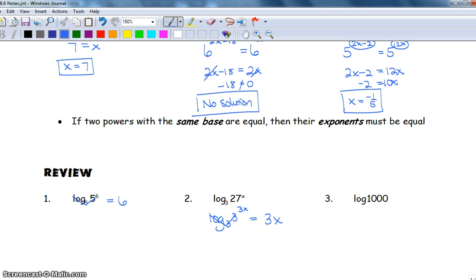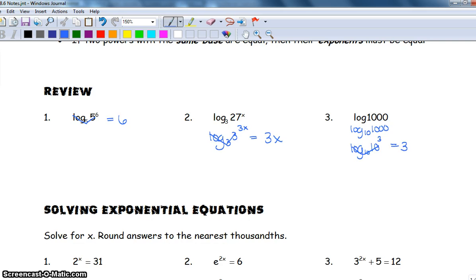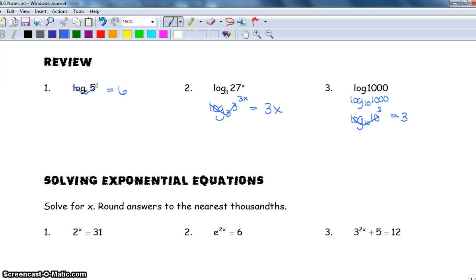Alright, for number 3, we've got log of 1,000. Hopefully you remember that if there's no base there, it's the common log with a base of 10. And then I take 1,000, I can rewrite 1,000 as 10 to the 3rd power. So I've got log base 10 of 10 cubed, that cancels, and that leaves you with just 3. Alright, we're going to use these rules to help us solve for different kinds of exponential equations.